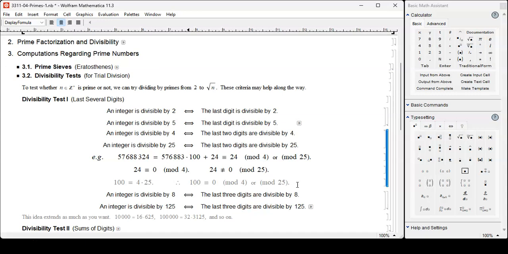Divisibility by 4 or 25 is based upon the fact that 100 is 4 times 25. So take the last two digits away, and then what's left is 100 times something. That's a multiple of 100. So that's congruent to 0 modulo 4 or modulo 25. So the remainder belongs here, 24. And with further division, we get 0, so this number is divisible by 4, but not by 25.